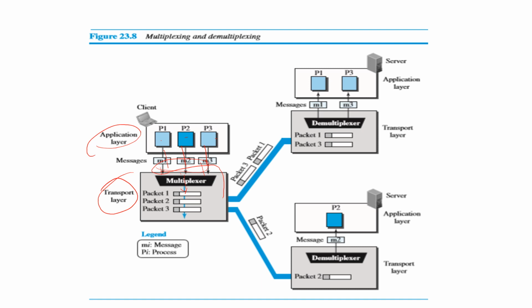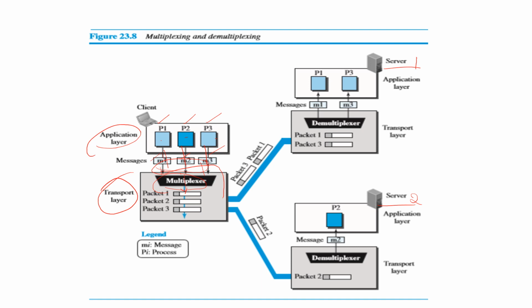The figure shows a client and two servers. You can see this is server 1 and we have server 2, and three client processes are running at the client side, P1, P2, P3, sending the messages M1, M2, M3. At the transport layer they get multiplexed, and the transport layer at the client side accepts the three messages and creates three packets. Basically it acts like a mux, that is, a multiplexer.